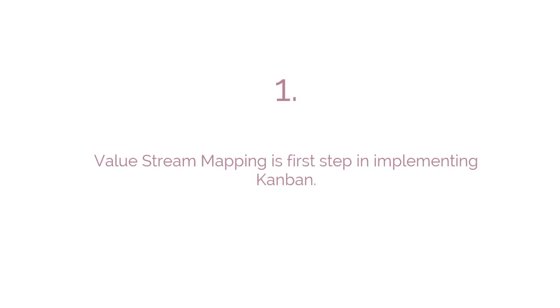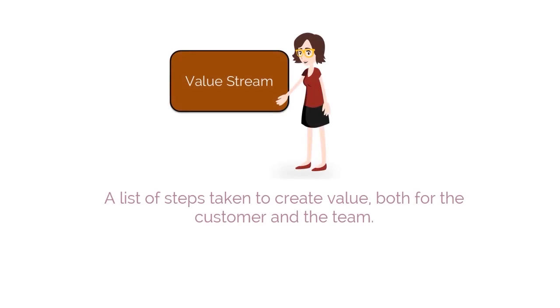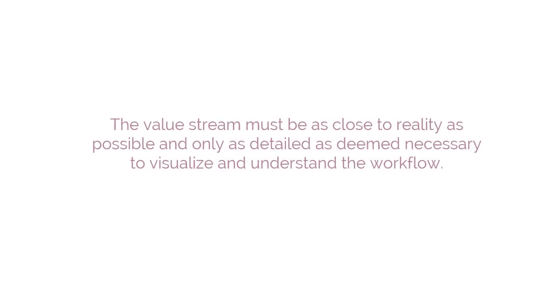Value stream mapping is the first step in implementing Kanban. Simply put, a value stream is a list of steps taken to create value, both for the customer and the team. The value stream must be as close to reality as possible, and only as detailed as deemed necessary to visualize and understand the workflow. It should be understood that as the understanding of the process and the context changes, so will the value stream. Organizations or teams can build value streams by following a set of simple, yet concrete steps.